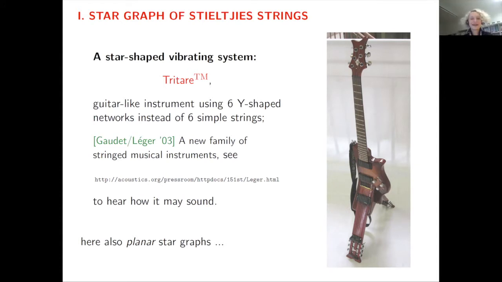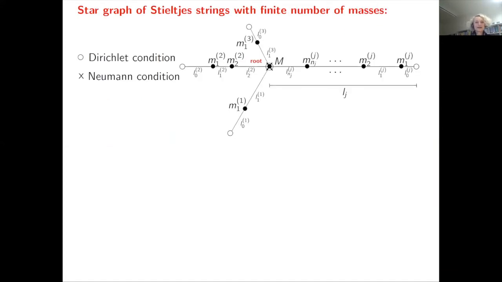There are more such examples that you can listen to. Well, the only thing that this system has in common with ours is that it's somehow a planar star graph, and that will also be the case in our new situation. So a star graph of Stieltjes strings, here still with a finite number of masses.